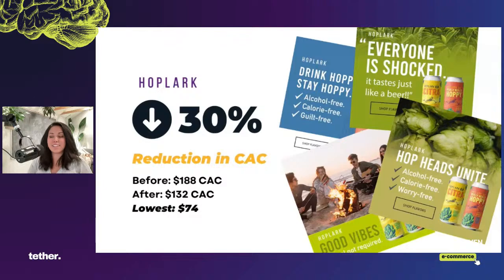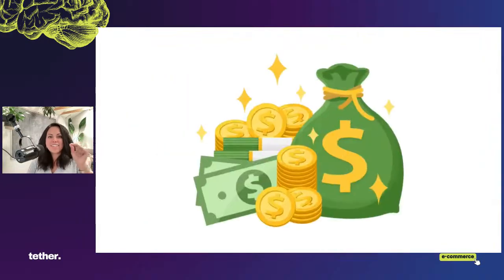The last brand that I did this for before I was like, okay, I think this is actually going to work is a brand called Hoplark. They saw a 30% reduction in CAC based upon this Hopheads Unite ad right over here. And again, same exact system. So by the time I got through a couple different brands, I figured out very quickly, this just keeps happening. So I think this system is going to work.